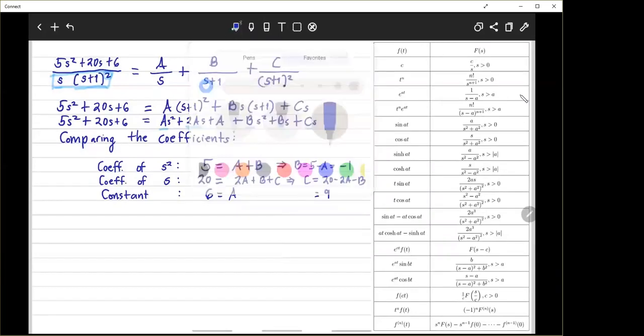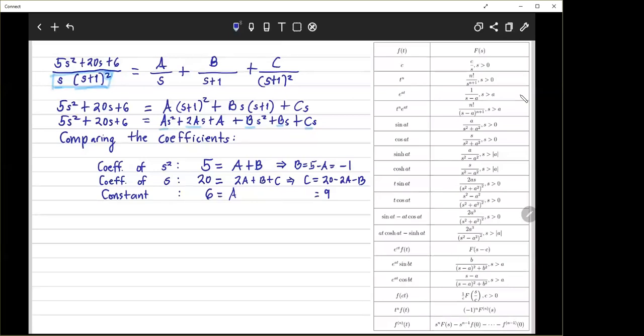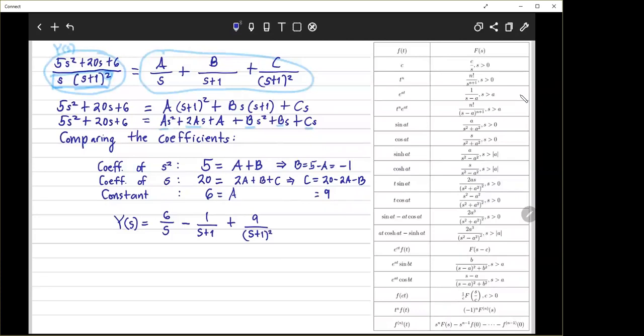So pwede ko na ngayong isulat yung aking partial fraction decomposition. So take note, itong expression na to equal siya dito. And this is equal to y of s. So therefore, y of s is equal to a over s. So that's 6 over s minus 1 over s plus 1 plus c, which is 9, so plus 9 over s plus 1 quantity squared. So we now have y of s.